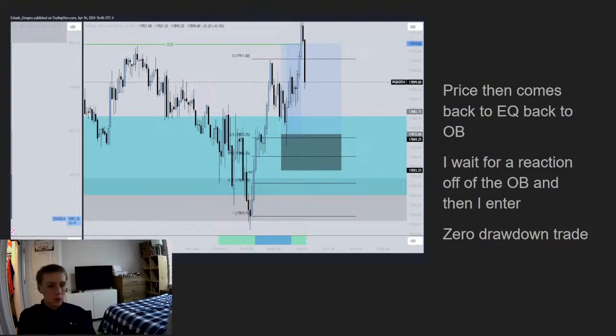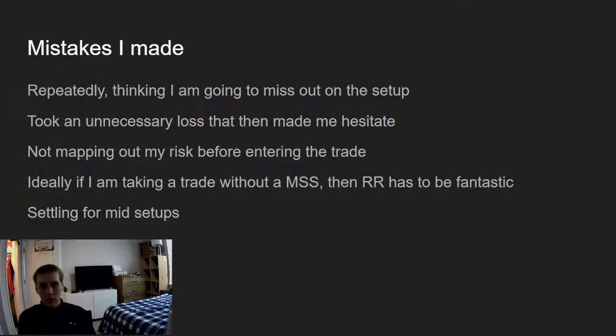On this, which I don't like at all. Ideally, I want my winners to be far bigger, far greater than my losses, and therefore that's where I just wish I could have done a little bit better today. So, mistakes I made. Repeatedly think I'm going to miss out on a setup.